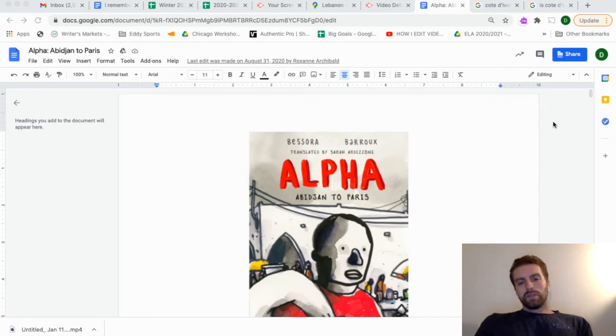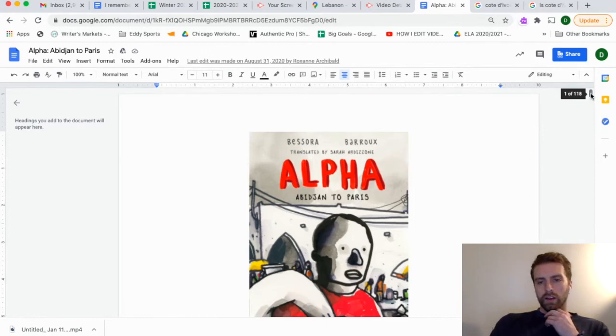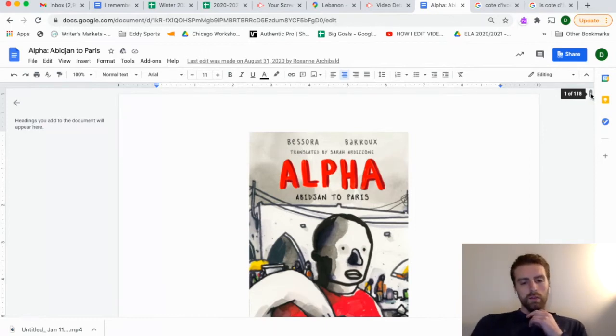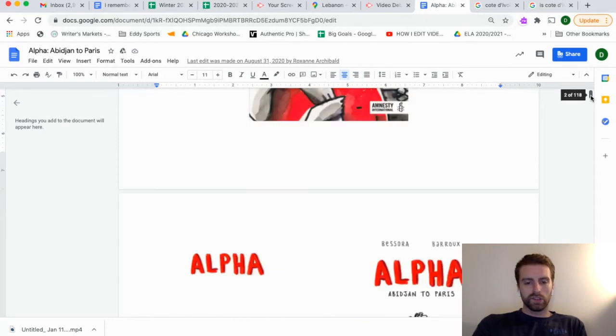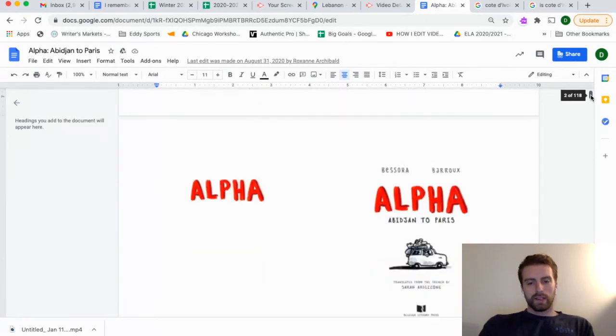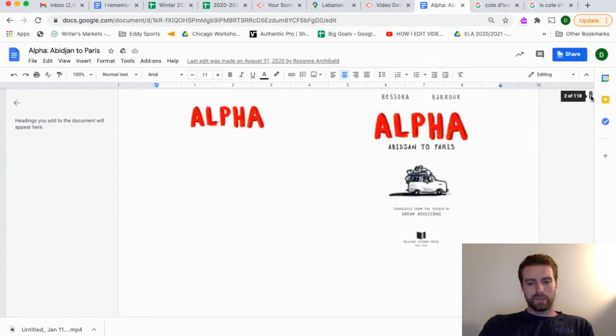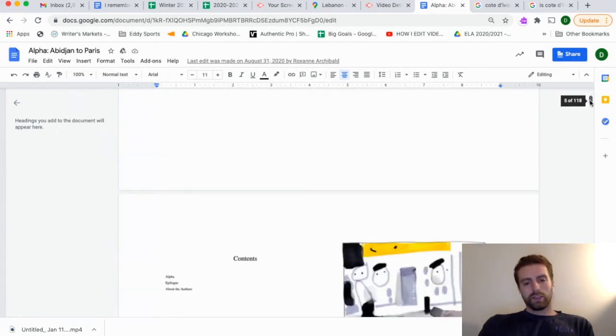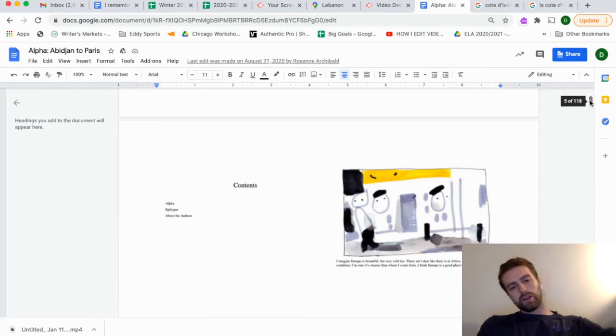All right, here is a preview of another graphic novel. The title is Alpha, Abidjan to Paris. Abidjan is a city in Côte d'Ivoire, also referred to as the Ivory Coast in some circles. But this is a graphic novel about one man's journey to try and leave Abidjan and get to Europe to reunite with his family, or at least find his family along the way to Europe. He's trying to relocate his family.